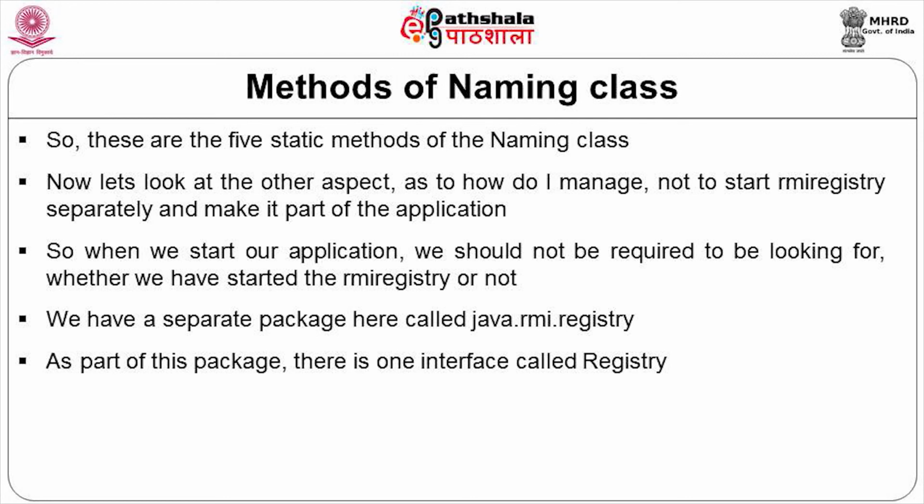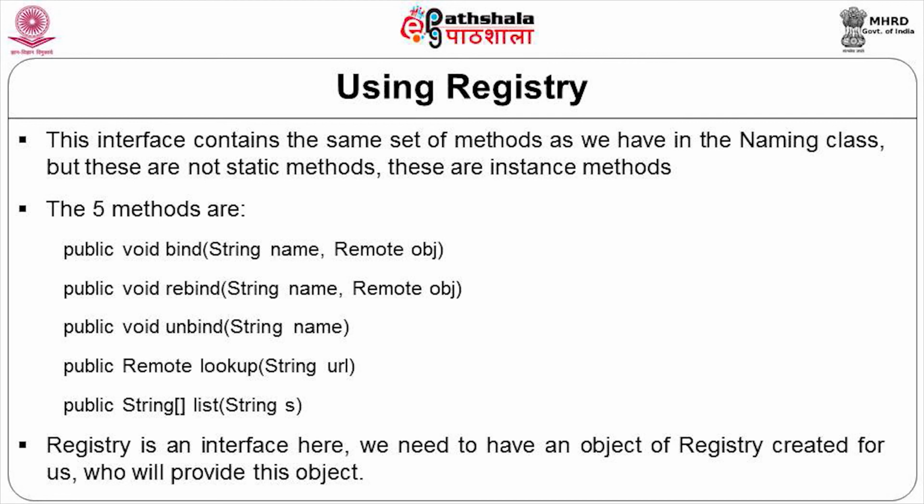We have a package called java.rmi.registry. As part of this package, there is one interface called Registry. This interface again contains the same set of methods, but now these are not static methods, these are instance methods. This contains the same set of methods as we have in the Naming class. Those 5 methods which we saw: bind, unbind, rebind, lookup and list. All these 5 methods are again available in the interface called Registry.